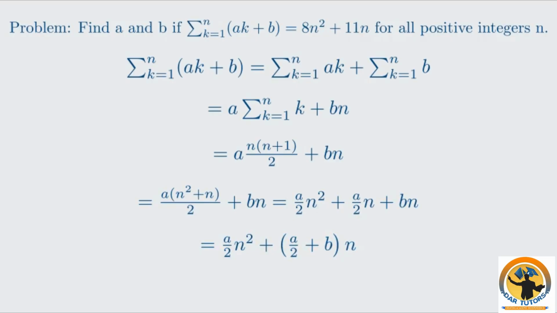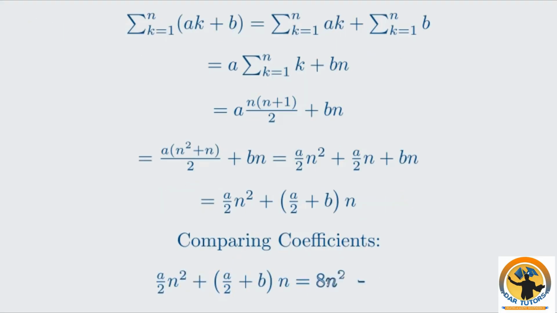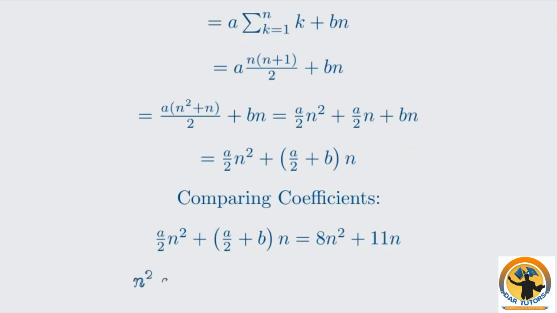We are given that this expression is equal to 8n squared plus 11n. For these two polynomials in n to be equal for all values of n, their corresponding coefficients must be equal. This is a powerful technique called comparing coefficients. First, let's compare the coefficients of n squared. The coefficient of n squared on the left is a over 2, and on the right is 8. Setting them equal, we get a over 2 equals 8, which means a must be 16. Now let's compare the coefficients of n.